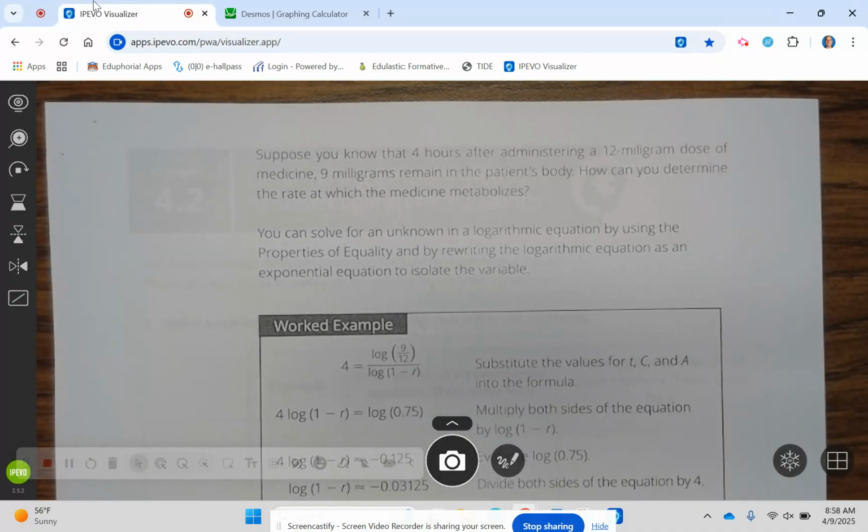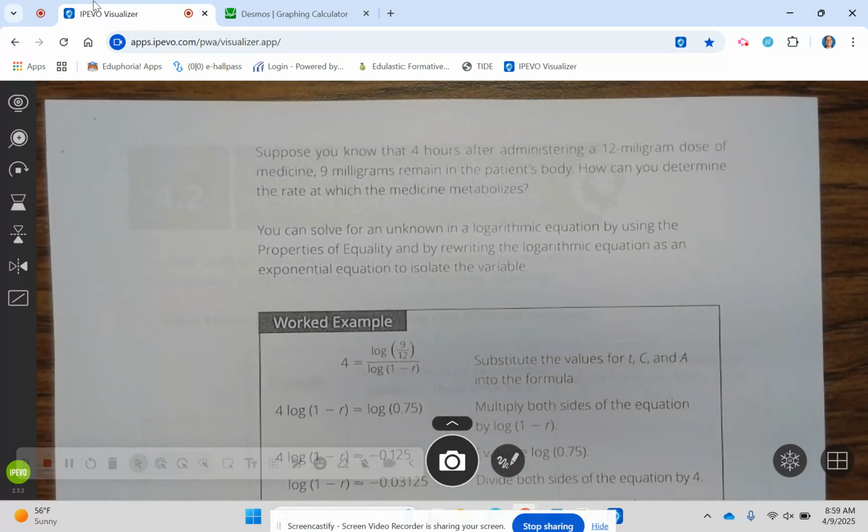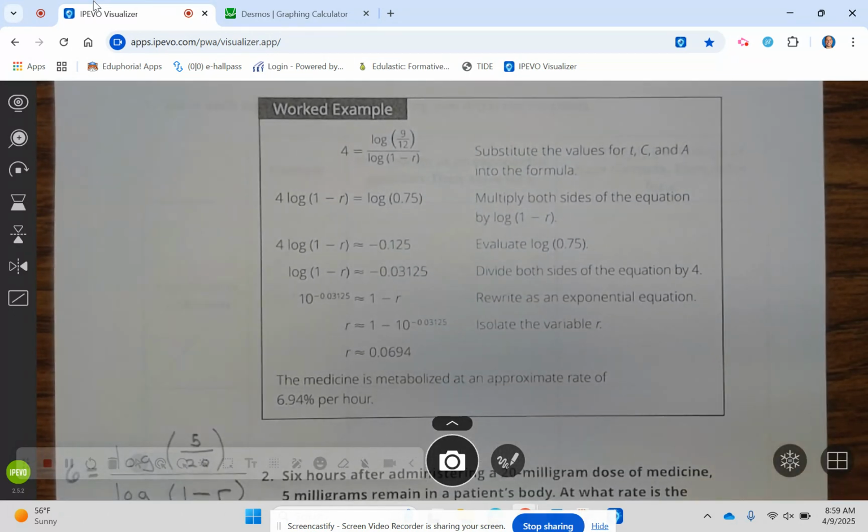Suppose you know that 4 hours after administering a 12 milligram dose of medicine, 9 milligrams remain in the patient's body. How can you determine the rate at which the medicine metabolizes? You can solve for an unknown in a logarithmic equation by using the properties of equality and by rewriting the logarithmic equation as an exponential equation to isolate the variable. Go ahead and look over the worked example.